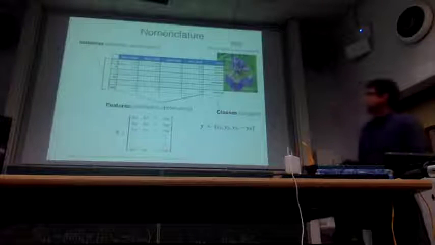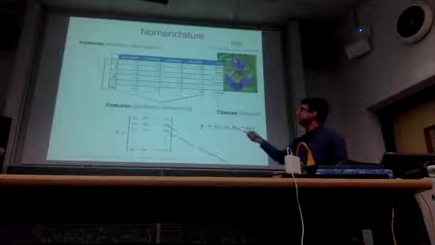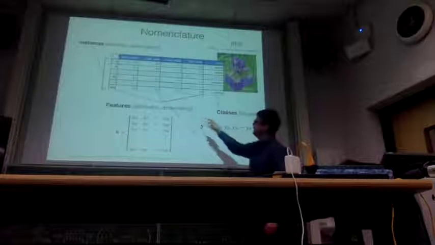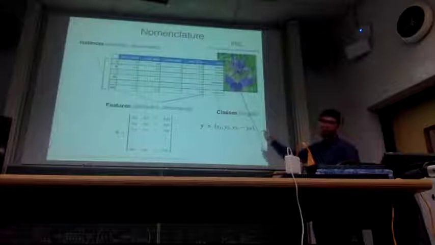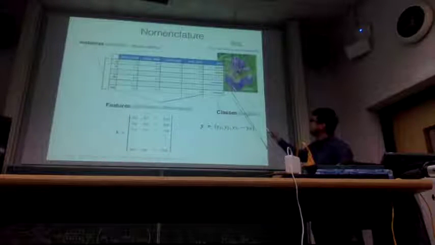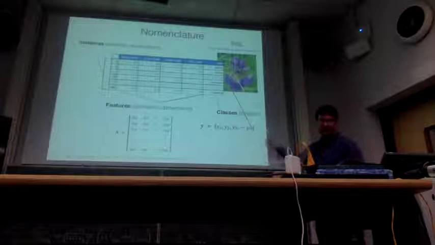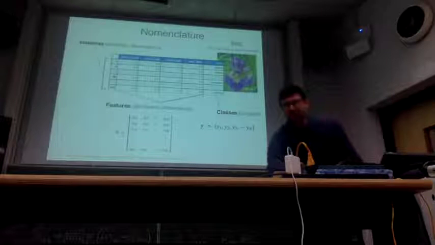So a little bit of nomenclature. Usually we have, let's say, 150 different flowers. We call them instances. Different measurements, we call attributes or features. One of the features could be your output value, something you're trying to predict. So here, this is the name of the subspecies. You don't need to know much, this is just to make it look complicated.